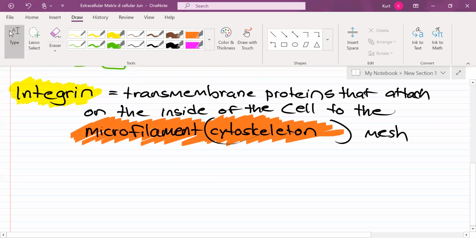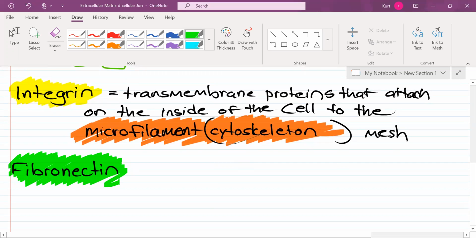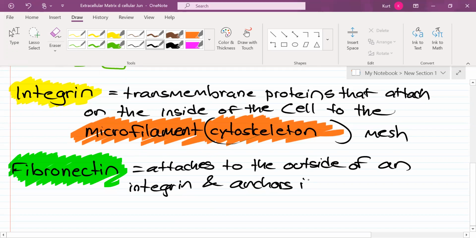Okay, the next term, funky term, is going to be fibronectin. So fibronectin attaches to the outside of an integrin and anchors it to the extracellular matrix.